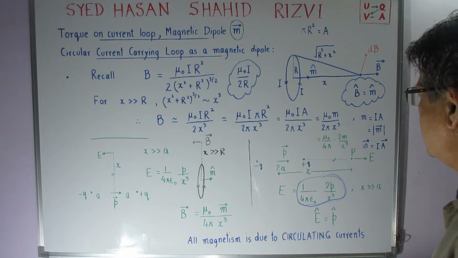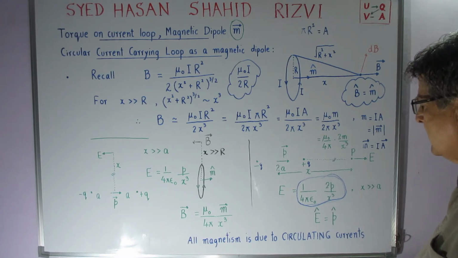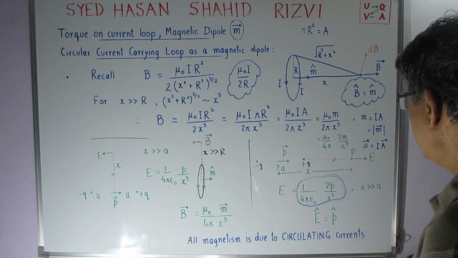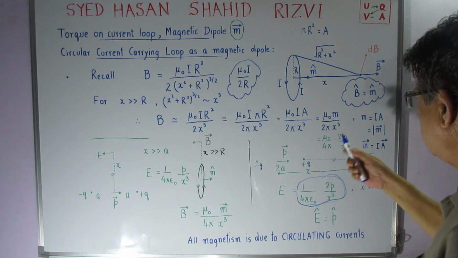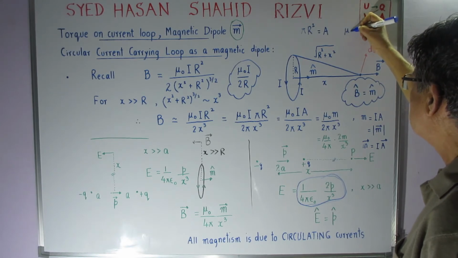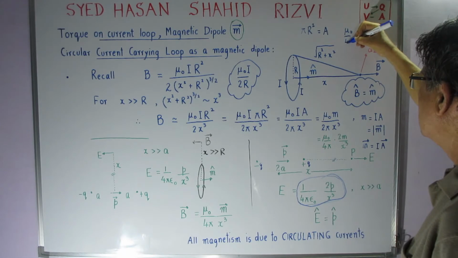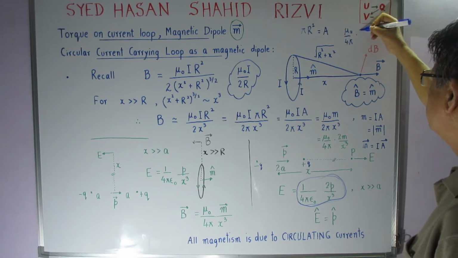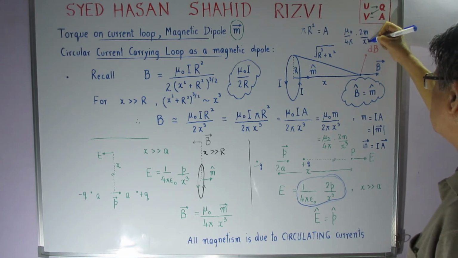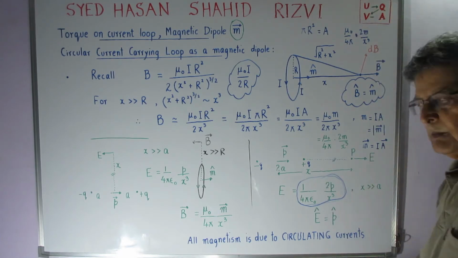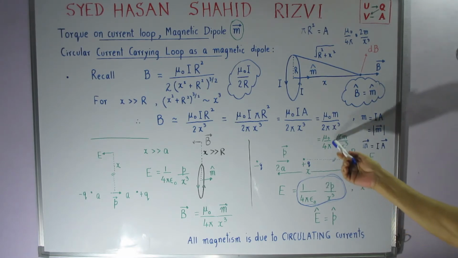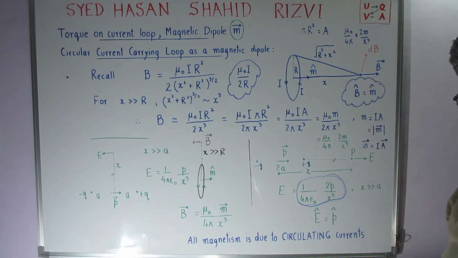And what did I get here? I could have written this as equal to mu naught upon 4 pi into 2m upon x cube. And this is not a dot, this is multiplication. So, I have written it here, okay, mu naught upon 4 pi into 2m upon x cube.